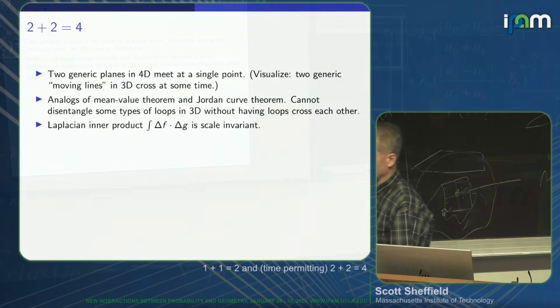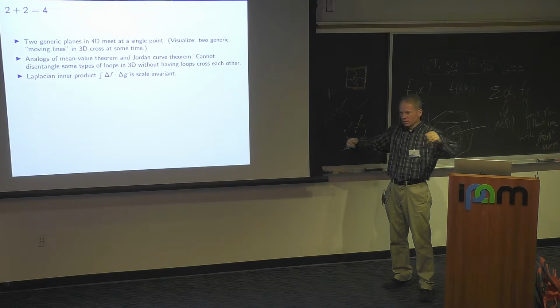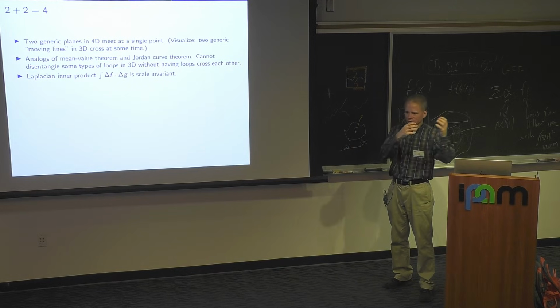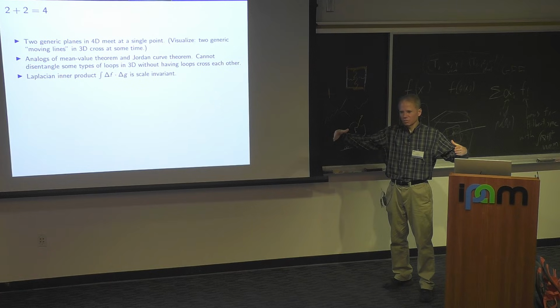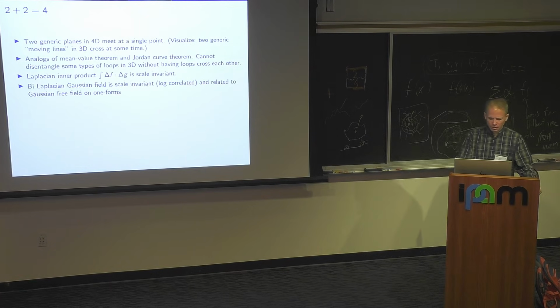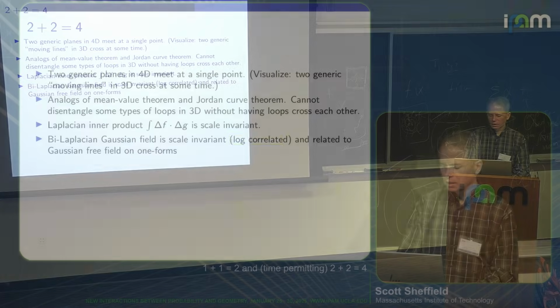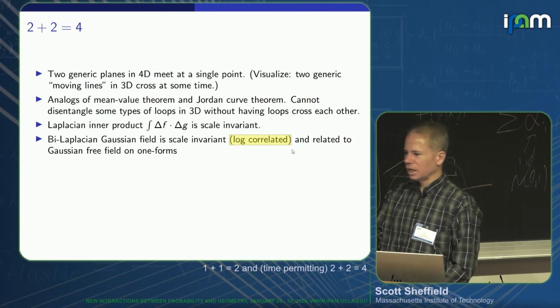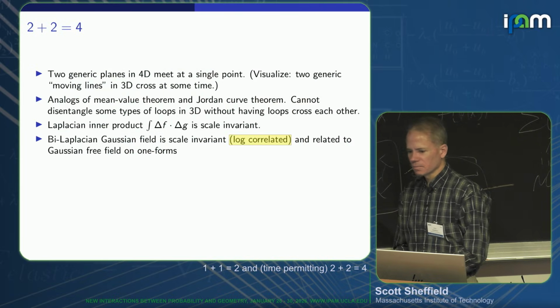If I scale out, then the Laplacian goes down by a factor of c squared, and there's c squared times c squared. But then the overall space I'm integrating over goes up by c to the fourth, so 2 plus 2 is 4. That makes this inner product. And this so-called bi-Laplacian Gaussian field will be scale invariant and also log correlated. If you restrict to any two-dimensional slice, you get the two-dimensional Gaussian free field.